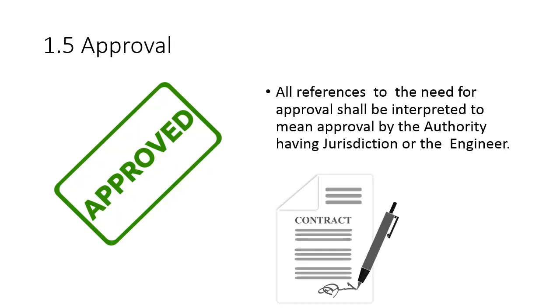Approval. All references to the need for approval shall be interpreted to mean approval by the authority having jurisdiction or the engineer. So the engineer is the one that's going to approve everything. If you need some kind of request for change, or a design change, or something isn't working, the approval's got to go through the engineer. The contractor can't approve it. It's got to go to the engineer or the authority having jurisdiction, whatever that might be. Maybe it's some kind of governmental organization or whatever. But once again, we see the engineer pop up here. The engineer has to approve a lot of things.